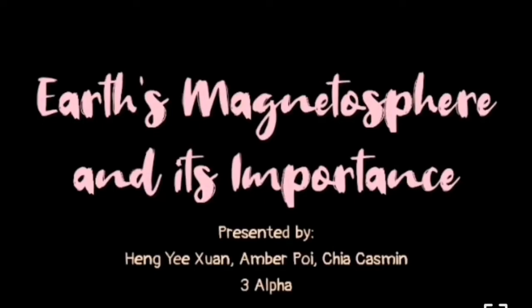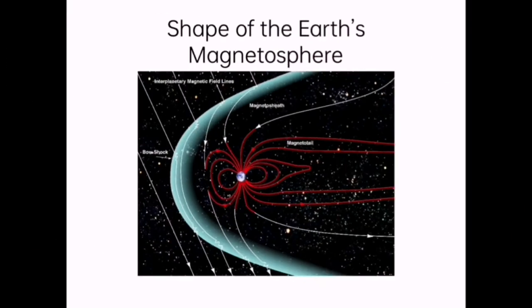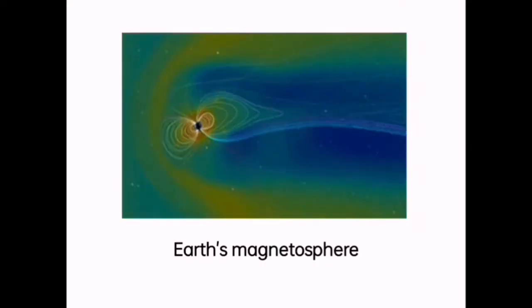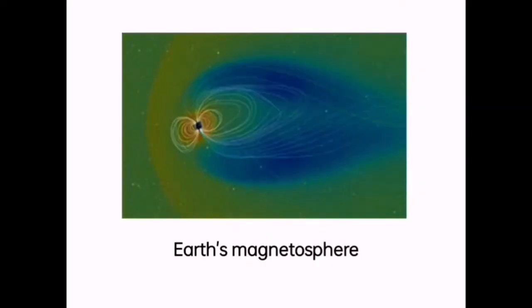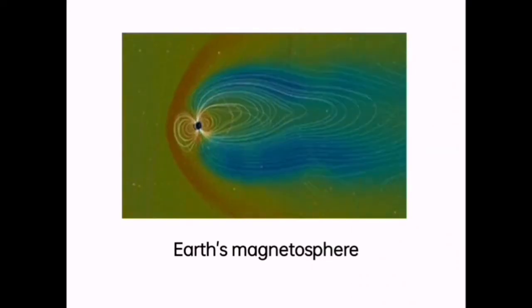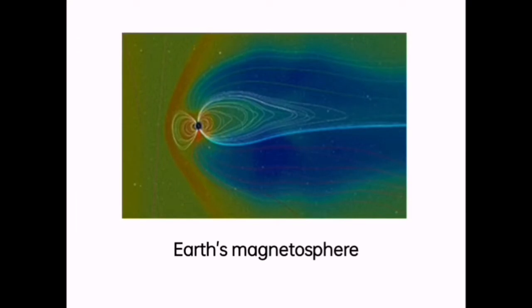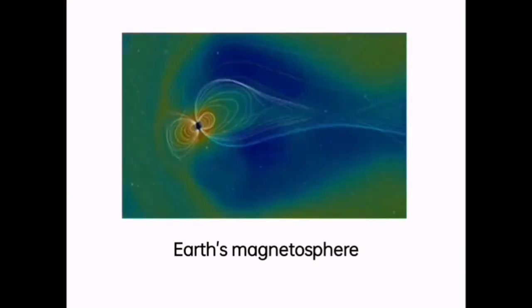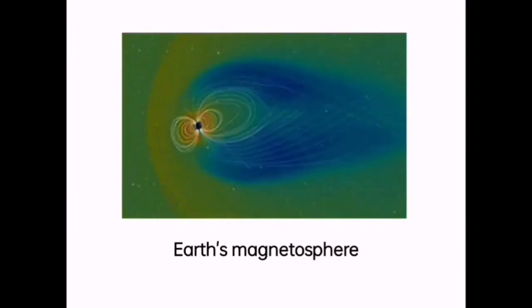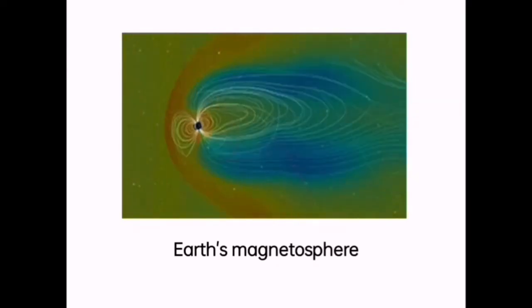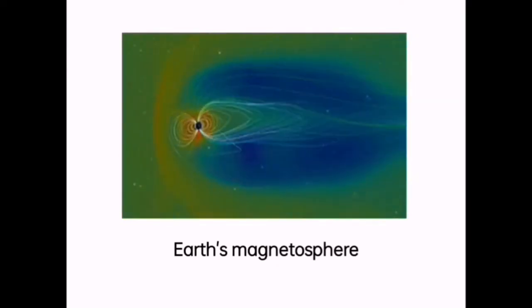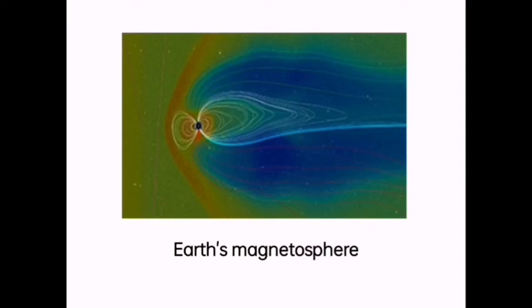Earth magnetosphere and its importance. Shape of the Earth magnetosphere. Earth is surrounded by a system of magnetic field called the magnetosphere. The magnetosphere shields our home planet from harmful solar and cosmic particle radiation, so it needs to change shape in response to incoming space weather from the Sun.